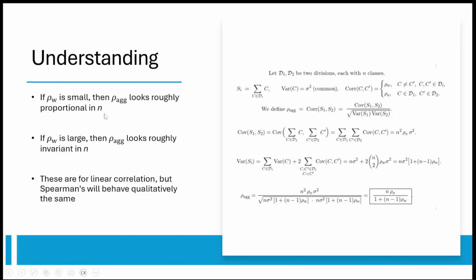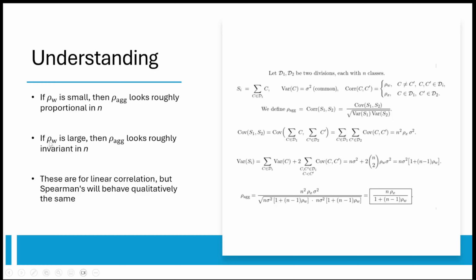So when we've got a small rho W, and generally things aren't very highly correlated within the divisions, then this takes out the factor of n on the denominator. We end up with n pretty much purely on the numerator, and we get behavior that's almost proportional in n. So as you increase the number of classes, the aggregate correlation between the divisions is scaling up linearly with that number of classes. So this between class correlation rho X is getting largely scaled up.